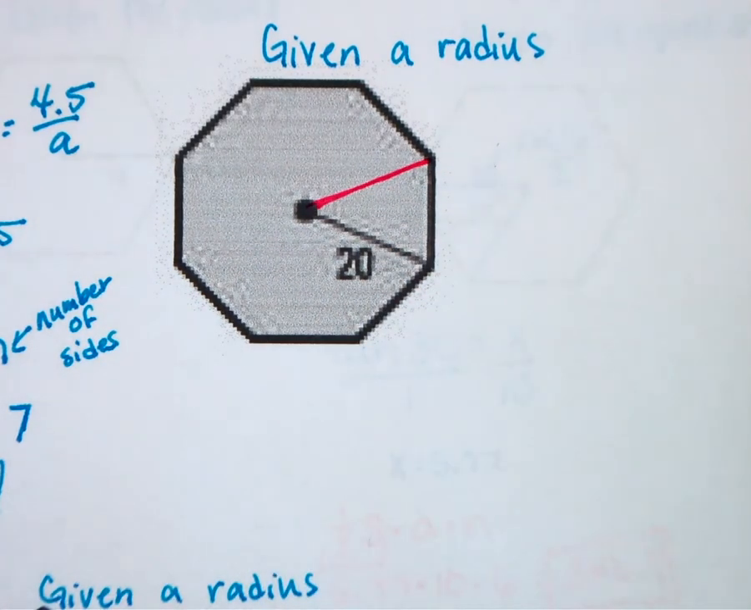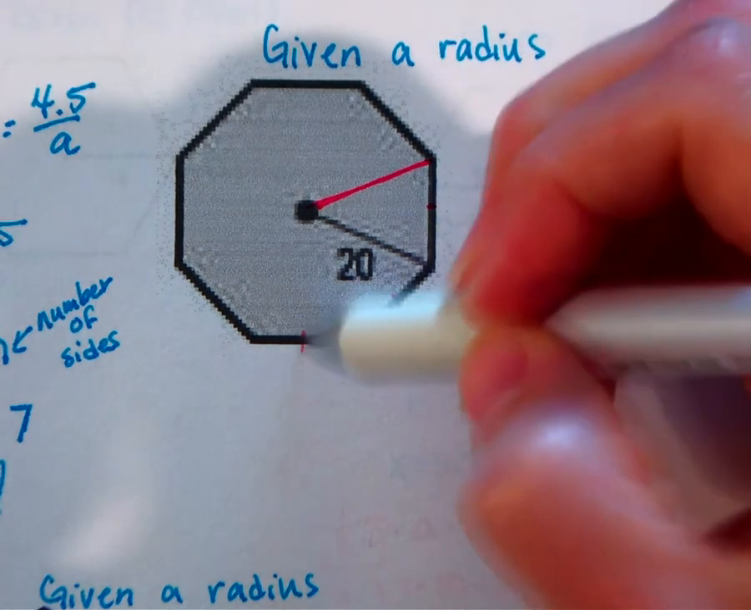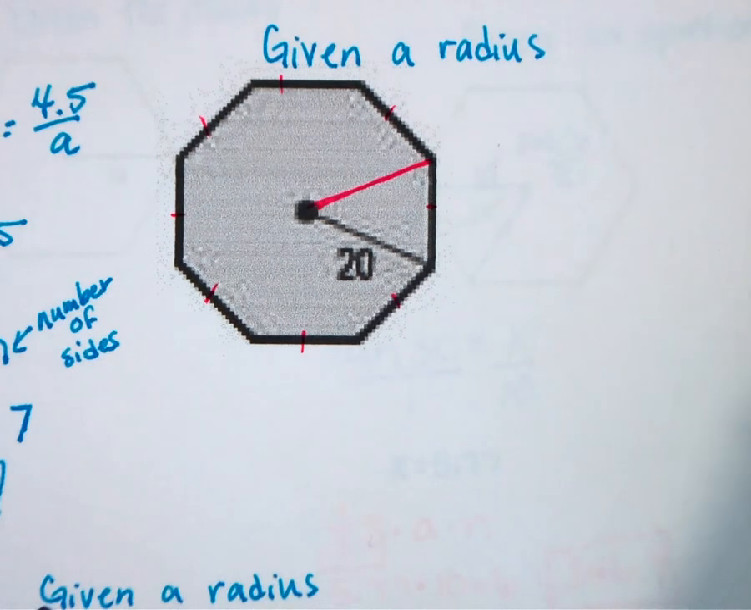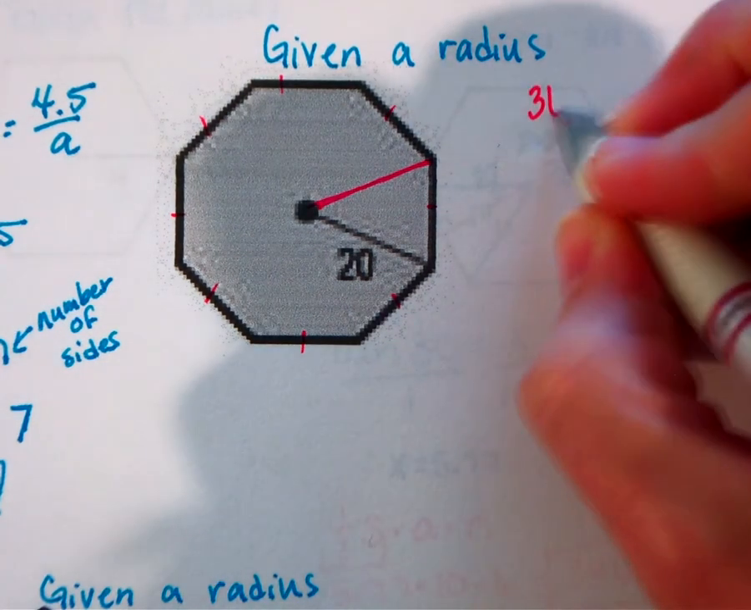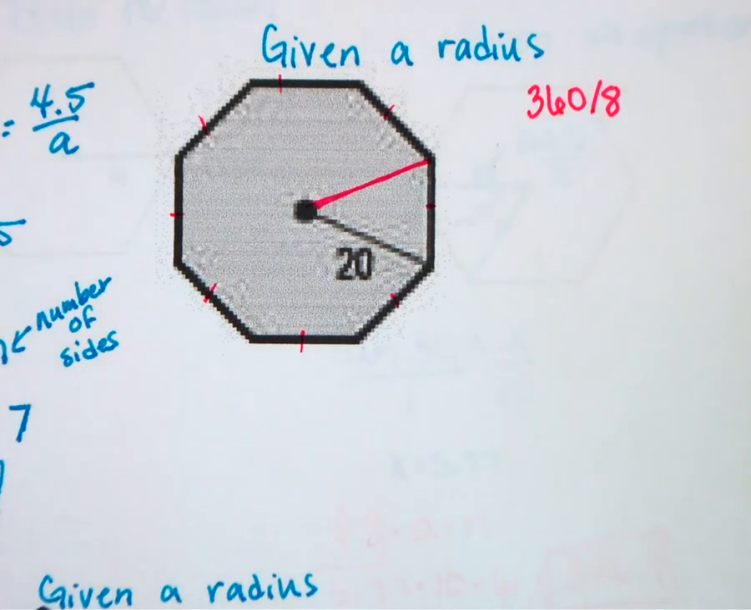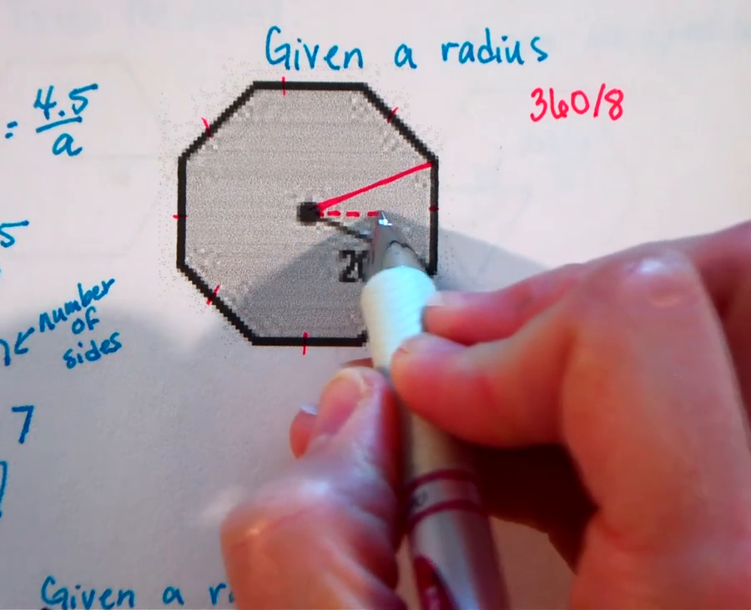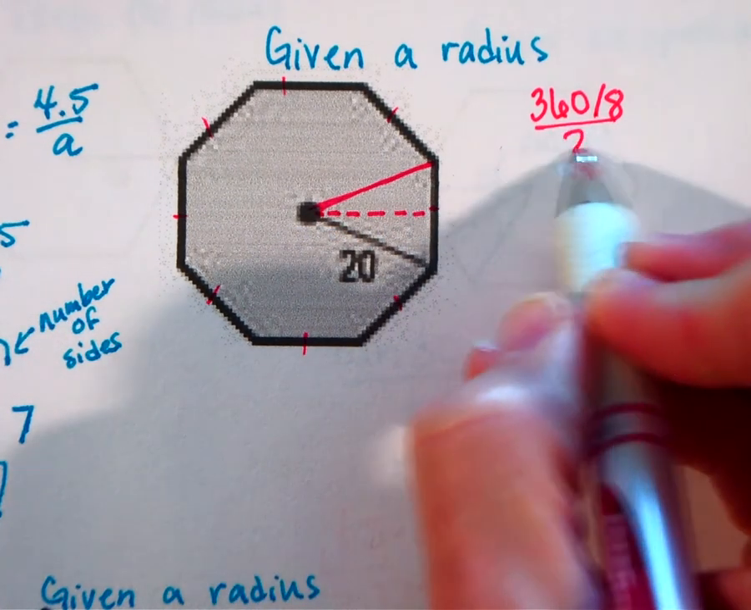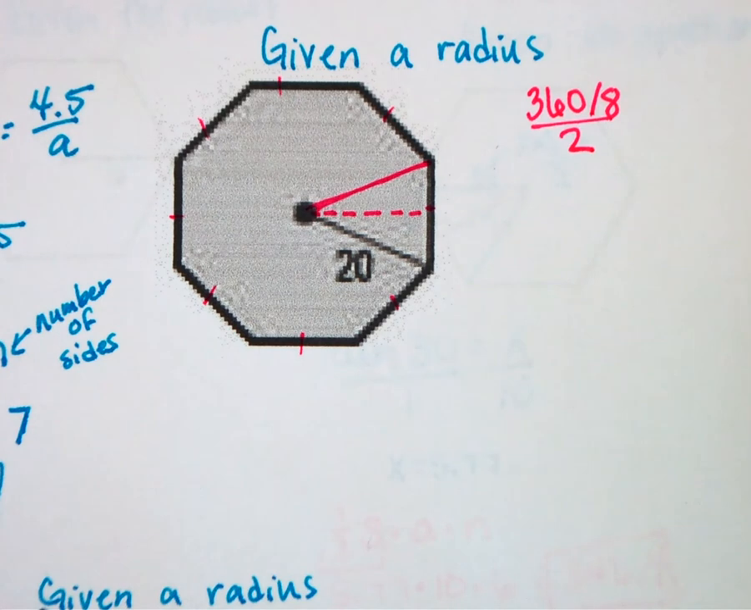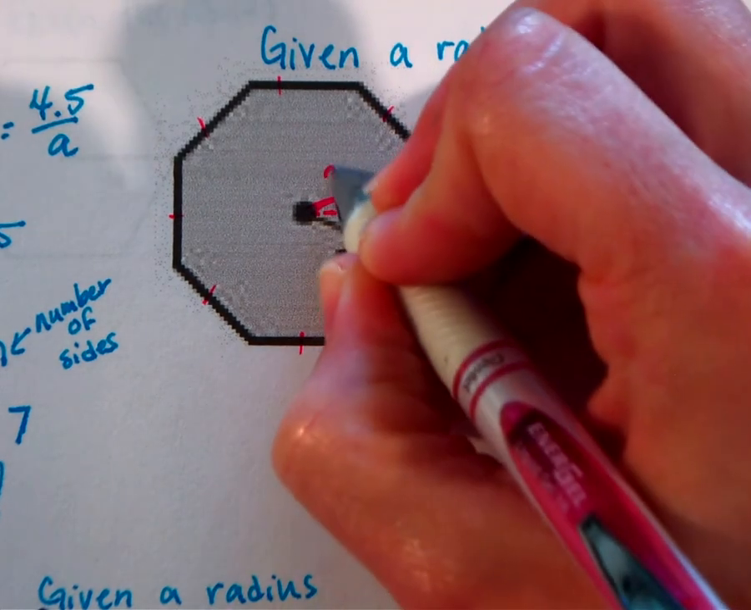Let's go ahead and find the angle first because that's the number one thing you should do in all of these problems, is find the angle measure. So this has 1, 2, 3, 4, 5, 6, 7, 8 sides. So that's going to be 360 divided by 8, which is 45. But I'm going to cut that 45 degrees in half so that I can find my apothem. So that's going to be 22.5.